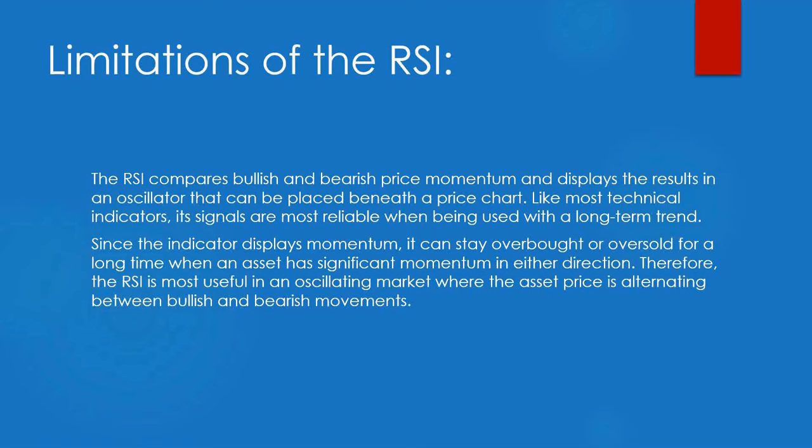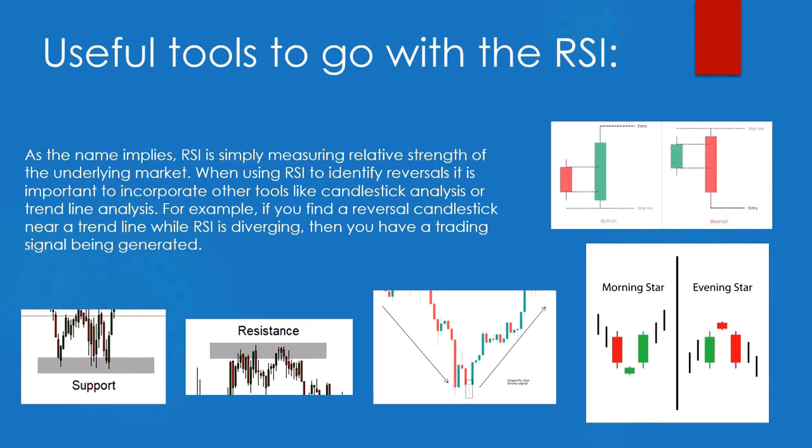Since the indicator displays momentum, it can stay overbought or oversold for a long time when an asset has significant momentum in either direction. Therefore, the RSI is most useful in an oscillating market where the asset price is alternating between bullish and bearish movements.